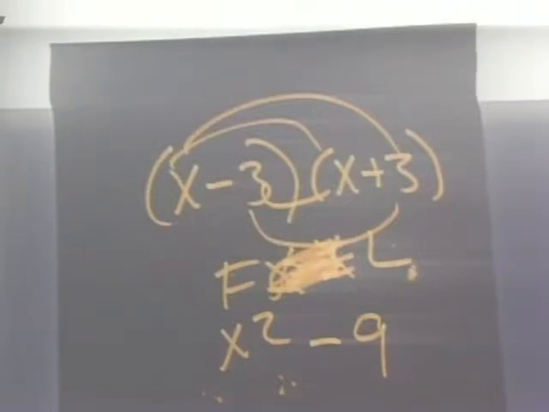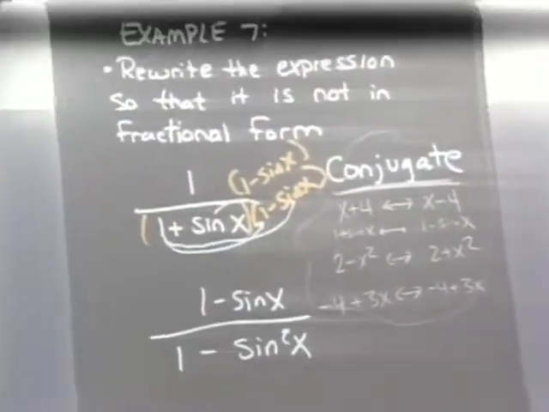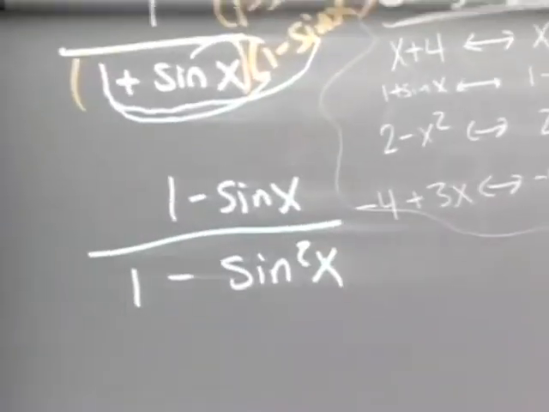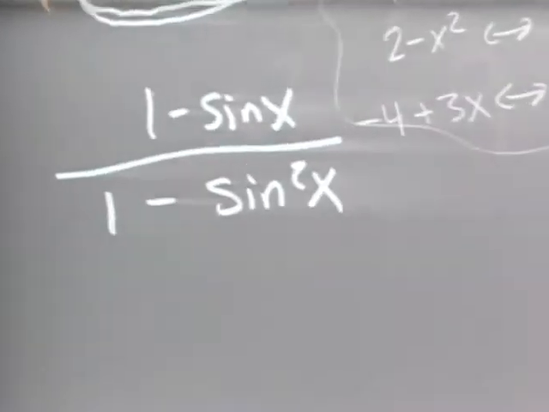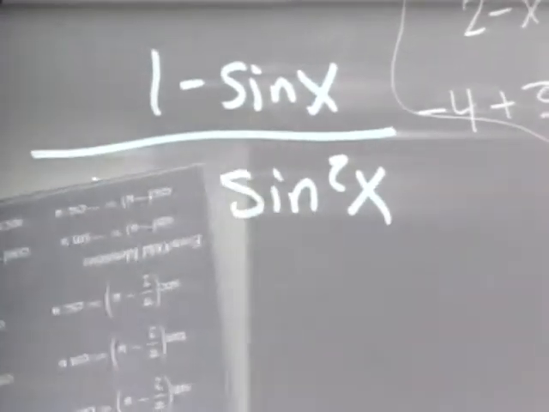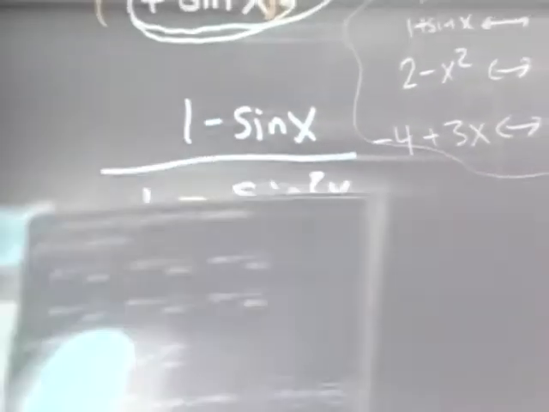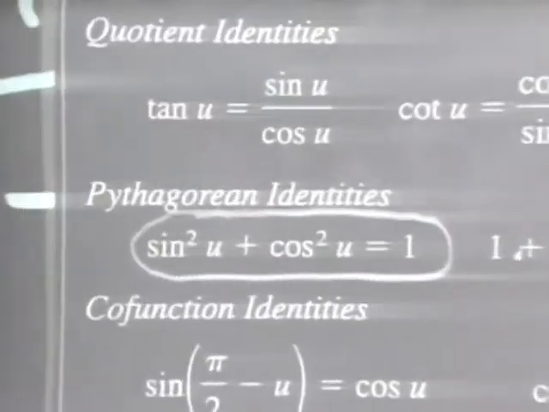All right, and this is what we get when you FOIL the bottom, or just do the F and L, because they're conjugates. How does that help us? How does that get this out of not being a fraction? Well, 1 minus sine squared x. You've got to get your brain trained to think, hey, maybe there's something I can do with that Pythagorean identity. Sine squared x plus cosine squared x equals 1.